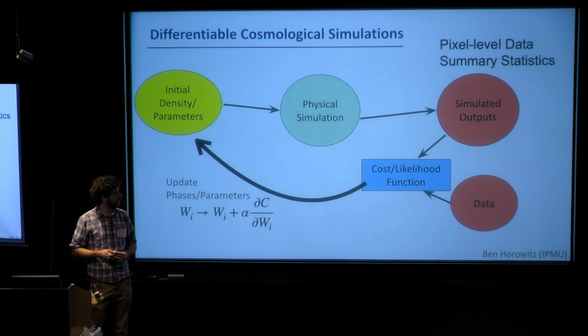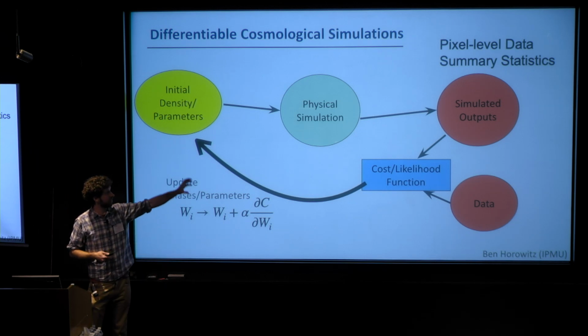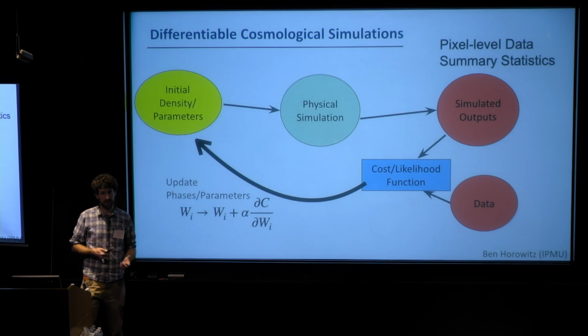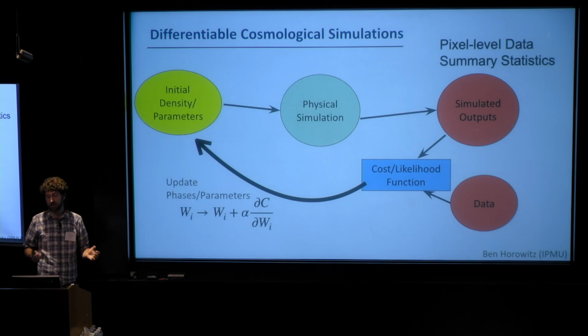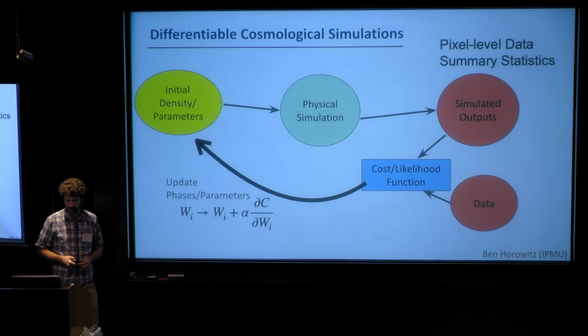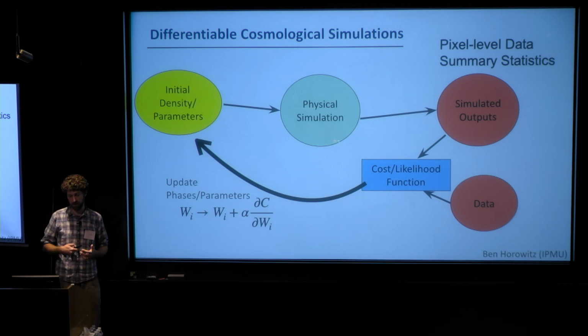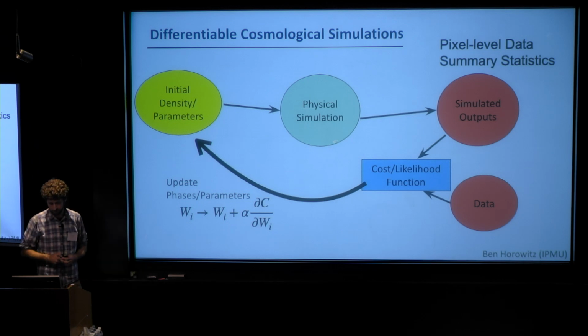And then mapping these to, or having those simulated outputs and comparing them to data in some kind of cost or likelihood function. And if we have this all differentiable, we can make a well-informed update of that initial density field or the initial parameters, depending on how we set this up. Or you could go beyond simple optimization and do full sampling.